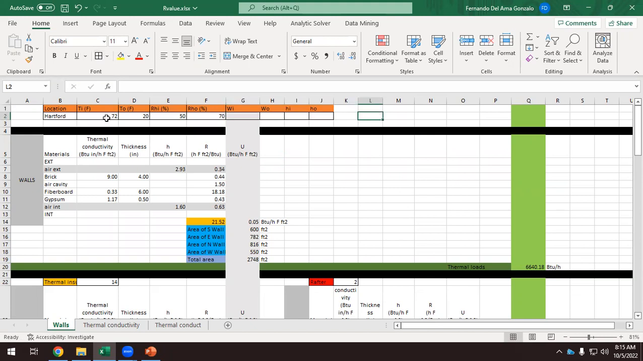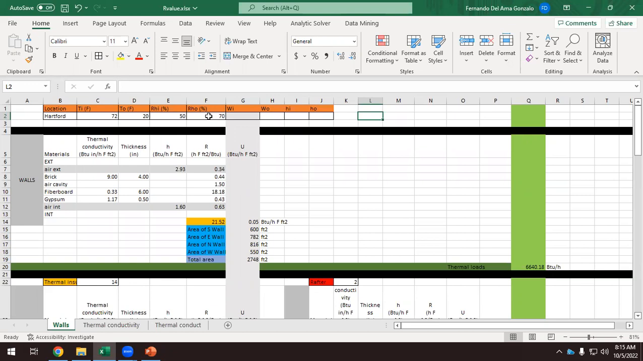The indoor temperature and relative humidity are always data that we get from indoor comfort. It's always the same: around 70 Fahrenheit, around 50% relative humidity. The outdoor temperature and the outdoor relative humidity depend on where we are. We haven't explained that yet, but those values of 20 Fahrenheit and the relative humidity come from ASHRAE.